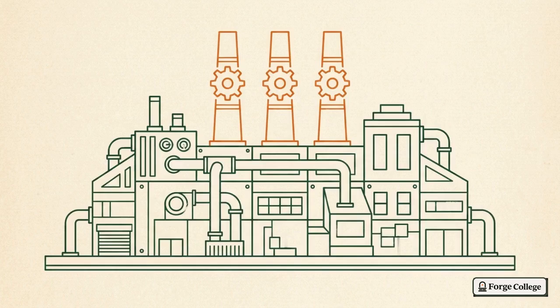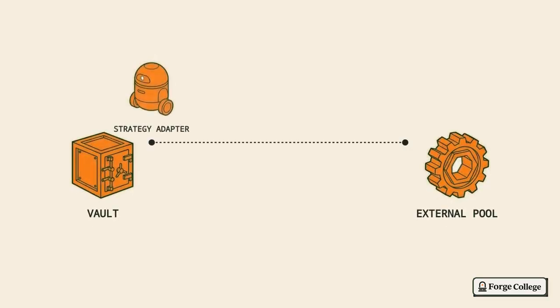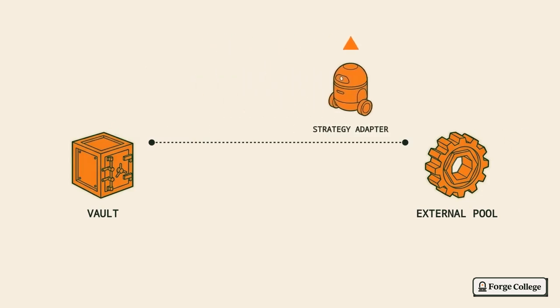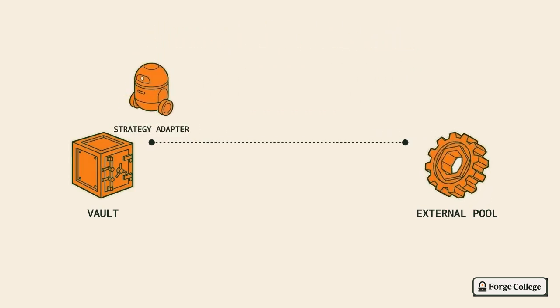Kamino functions as a modular yield compounding factory, a blueprint designed for automated investment strategies. The foundation here is a central vault room that simply holds pooled assets securely. The real work happens through strategy adopters. These are like specialist subcontractors who take assets from the vault, put them to work in external liquidity pools, and bring the profits back to the factory.